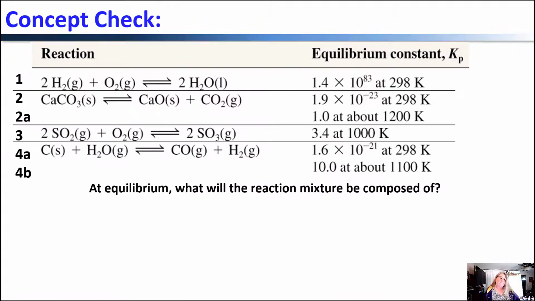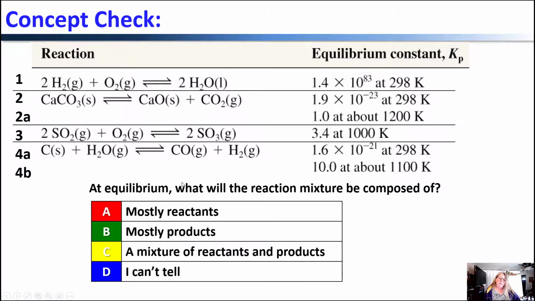and that tells us that it is only slightly soluble. All right, now I've given you a list of Kcs and temperatures that those Kcs exist at. I want to know, at equilibrium, what do you think the reaction is going to be mostly composed of? Mostly reactants, mostly products, or a mixture of the two? So pause, take a look at each of these reactions, and tell me what you think.